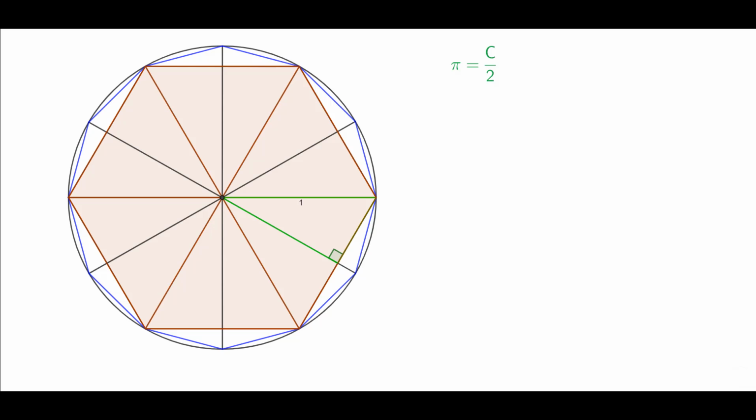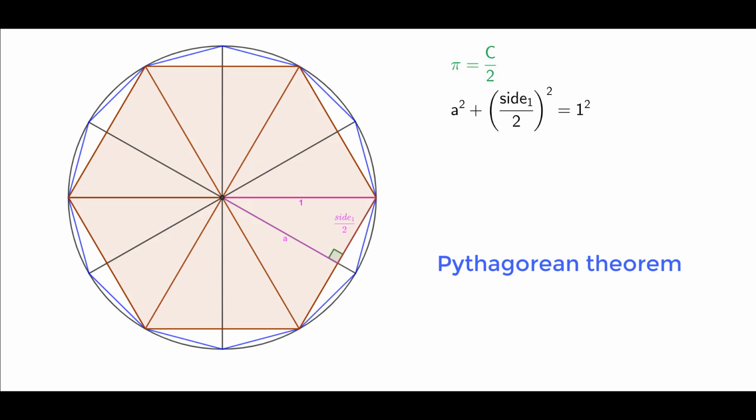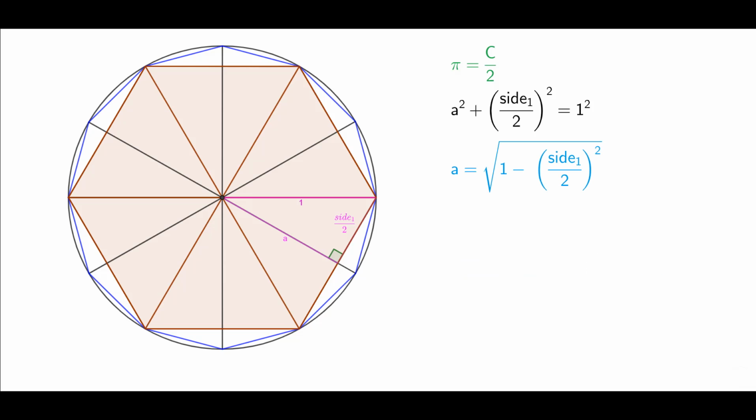I'll measure its sides. So I know this side is 1 because it's the radius of the circle. I'll label this side side 1 over 2 because it's half the length of one side of the hexagon. And I'll simply label this side a because I don't know its value. Using the Pythagorean theorem, I get the equation a squared plus side 1 over 2 squared equals 1 squared. And if I do some algebra, I can solve for a. But I still need to find the side of my 12-sided polygon.